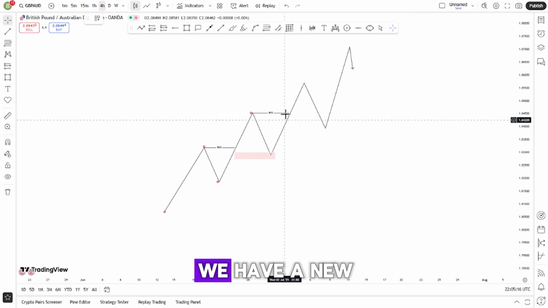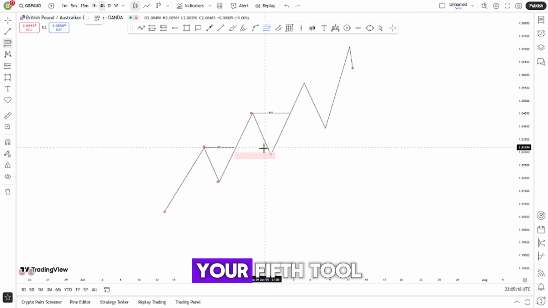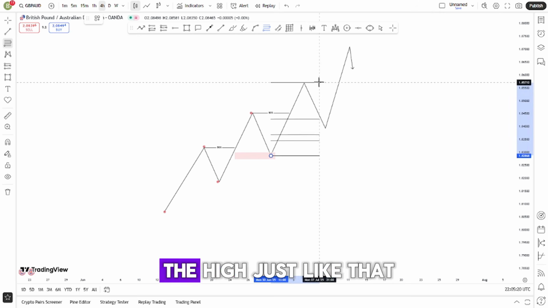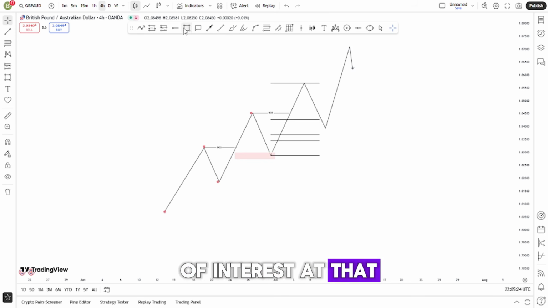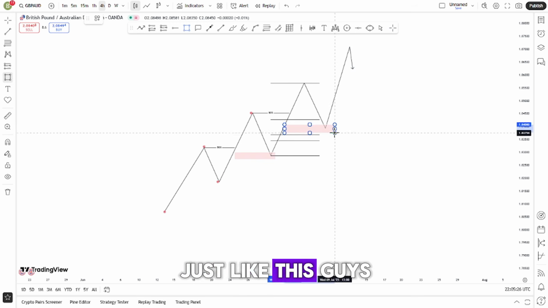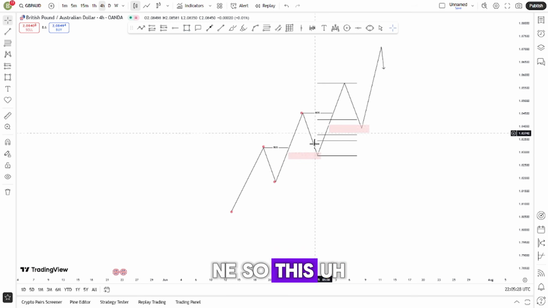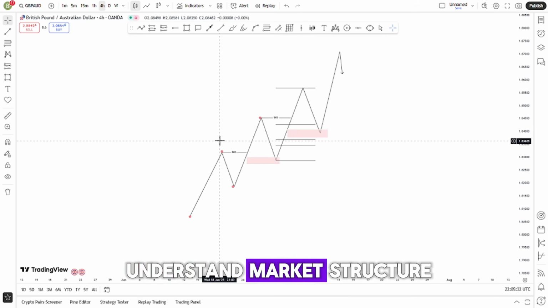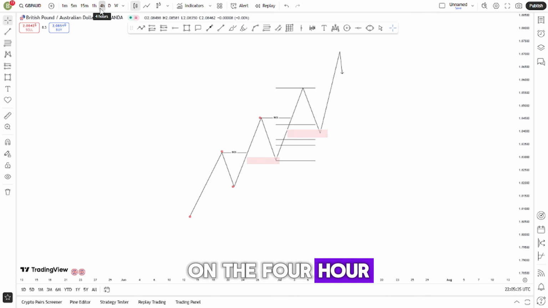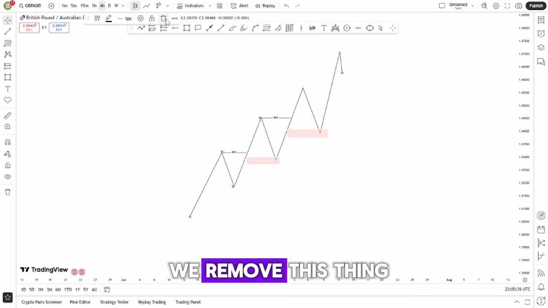So just like that, we have a new break of structure, which means you take your Fib tool from the low to the high. Just like that, you have an area of interest, just like this, guys. So this type of analysis, whereby you need to understand market structure, has to be done on the 4-hour. Your entries should be on the 15-minute time frame. So let's say maybe we remove this.